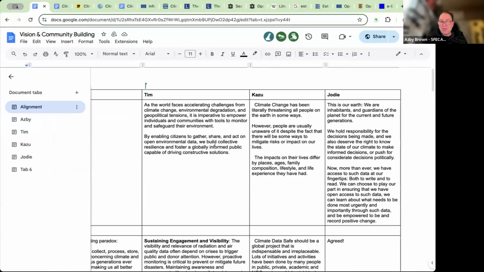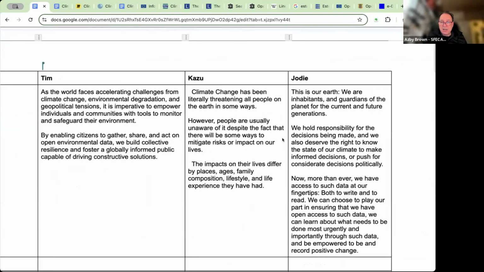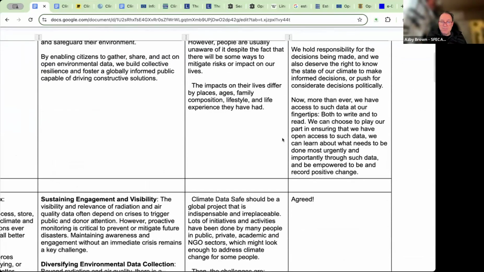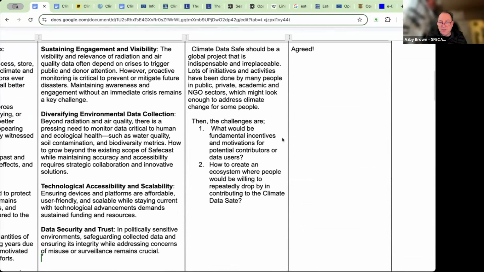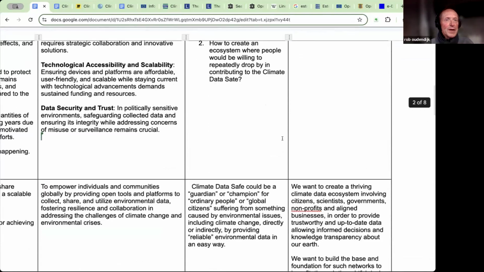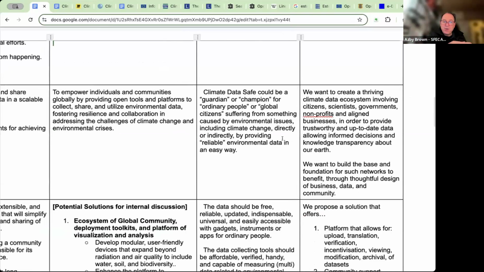So, I do think some of the things that Kazu was including, and I'll just go through this, you know, issues about what are the fundamental incentives and motivations, how to create an ecosystem where people want to drop by continually, look at other initiatives. I think that's a very important one. These are all very important. I think these can be integrated into what Tim wrote.